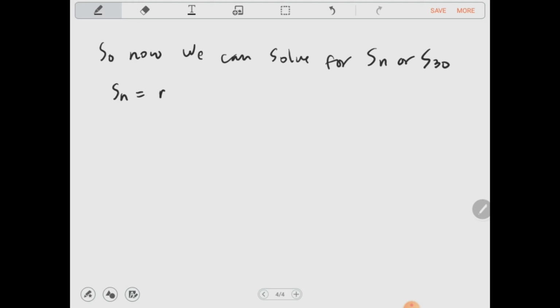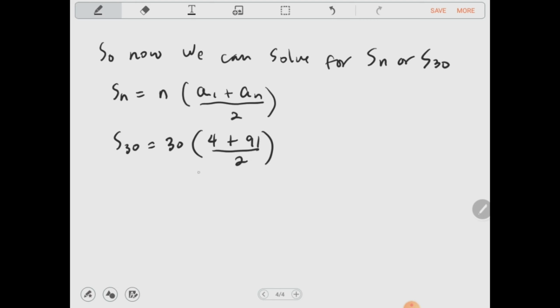Okay, so using the last term that we have from our previous formula, we have a sub n, or a sub 30, which is equal to 91. We're going to use that in our formula for arithmetic series, which is S sub n is equal to n times the quantity of a sub 1 plus a sub n, divided by 2. So substitute everything into the formula. We have S sub 30 is equal to 30 times the quantity of 4 plus 91, over 2. So we have 95 over 2 times 30.